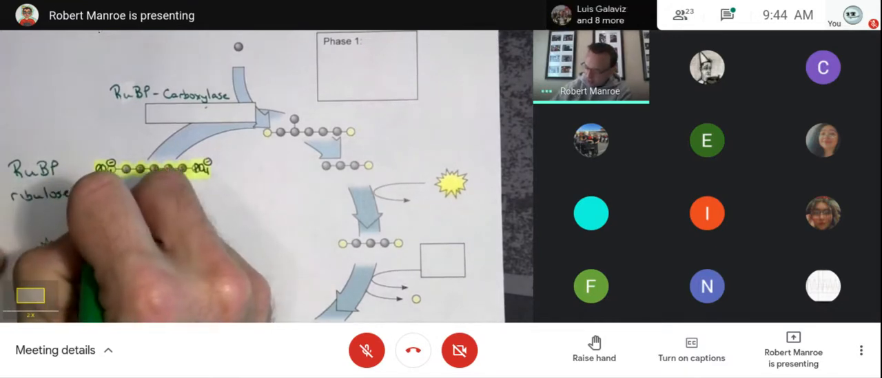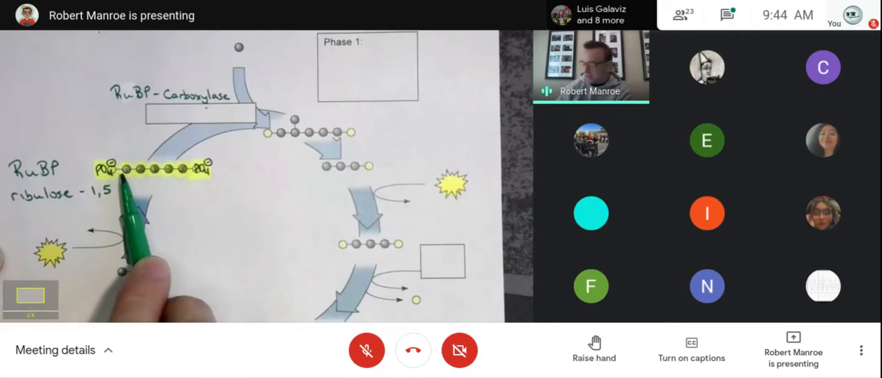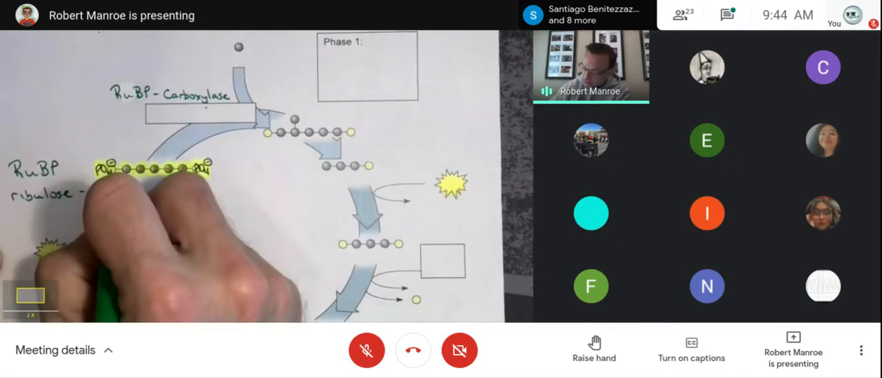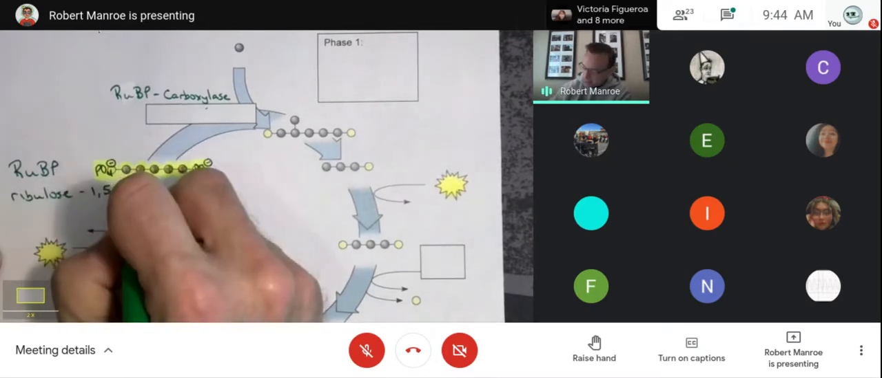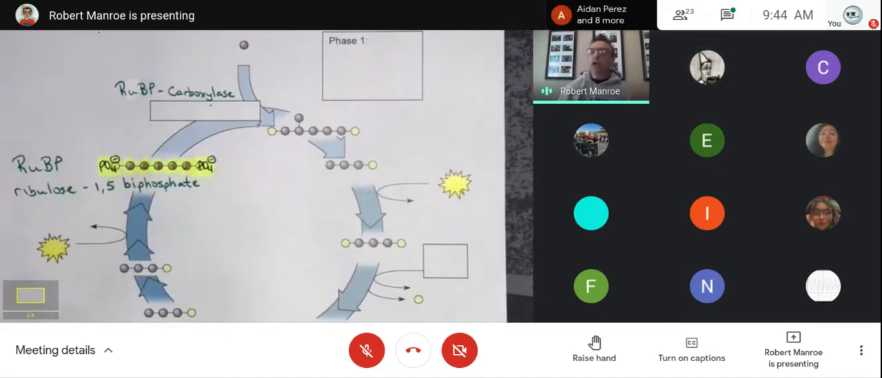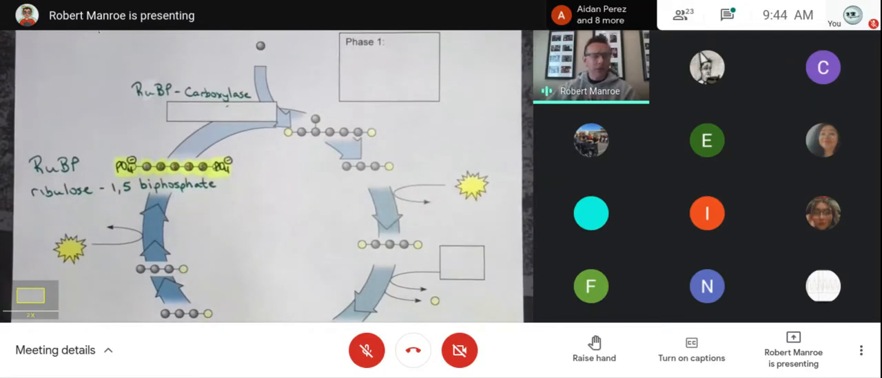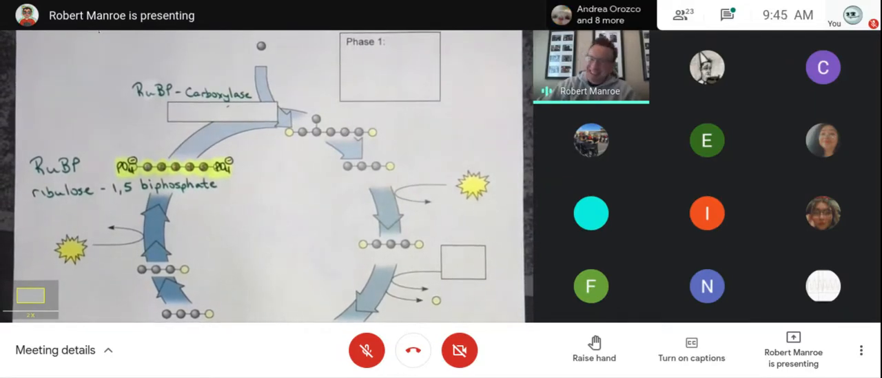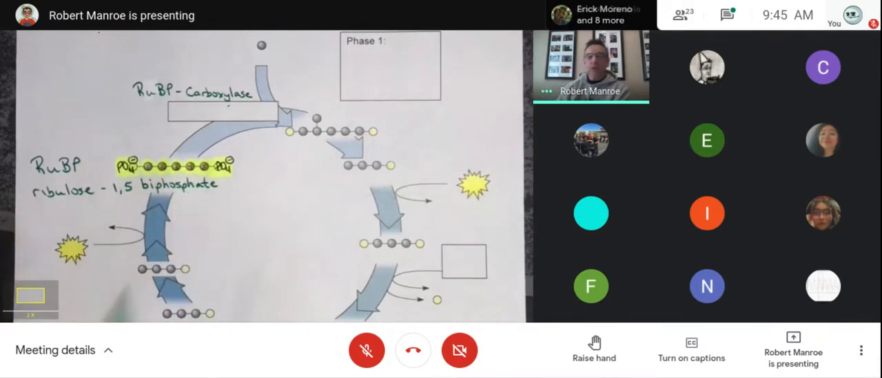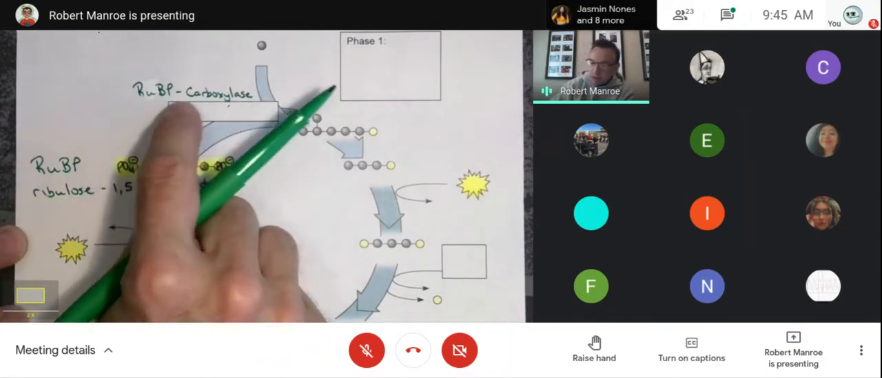So it's 1,5, because the 1st carbon has a phosphate, and the 5th carbon has a phosphate. There are 2 phosphates, so it's bi, and there are 2 what? Phosphates. Okay? Now, no one walks around saying, yes, ribulose 1,5 bisphosphate. Nobody says that. What does everybody call this? RUBP. RUBP is simply a 5-carbon compound where the Calvin cycle starts.